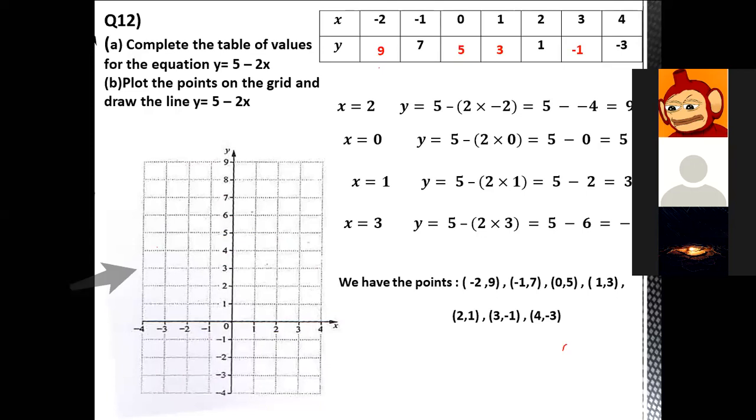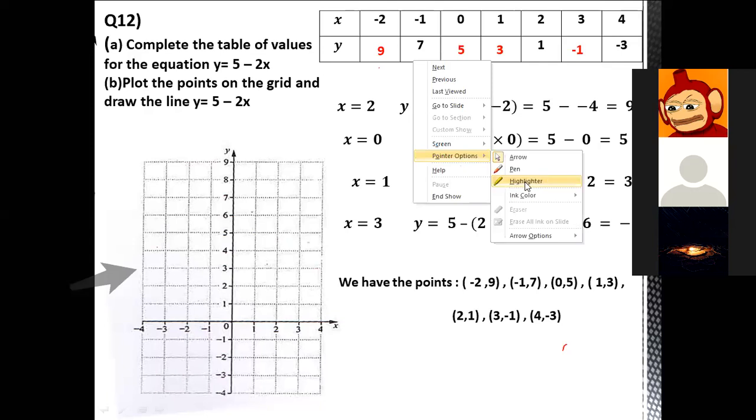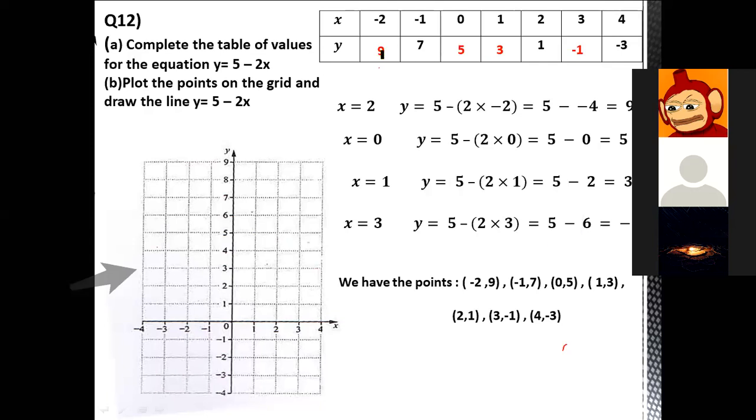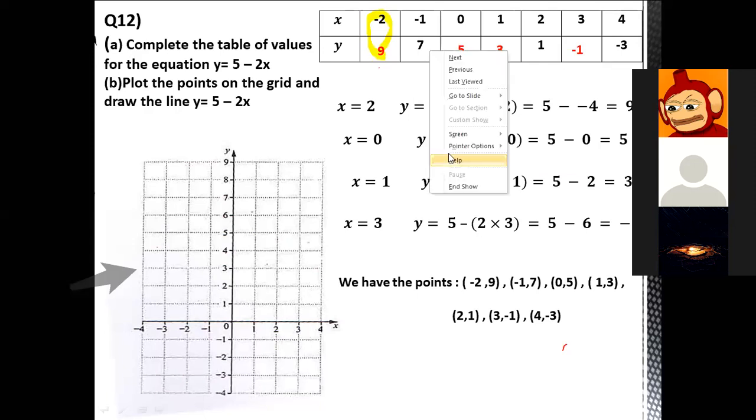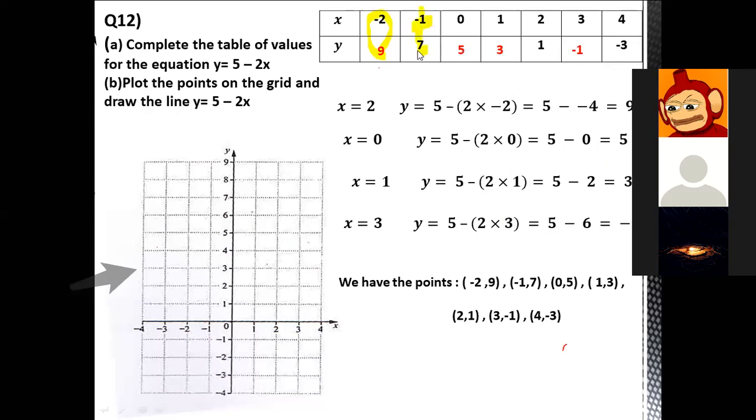I don't know. Okay, Ban. So we will plot the points. These are the points that we have. As we said a minute ago, each one of these is a coordinate. So negative 2, 9. Can you please give me the coordinates, Ban? Negative 1, 7. 0, 5, 1, 3, 2, 1, 3, negative 1, 4, negative 3. Excellent. And then we will start the labeling.